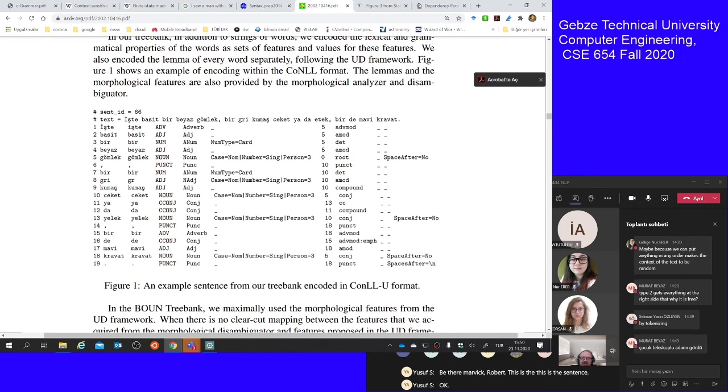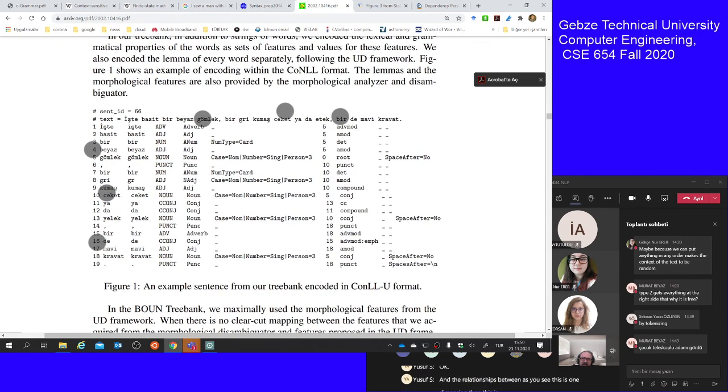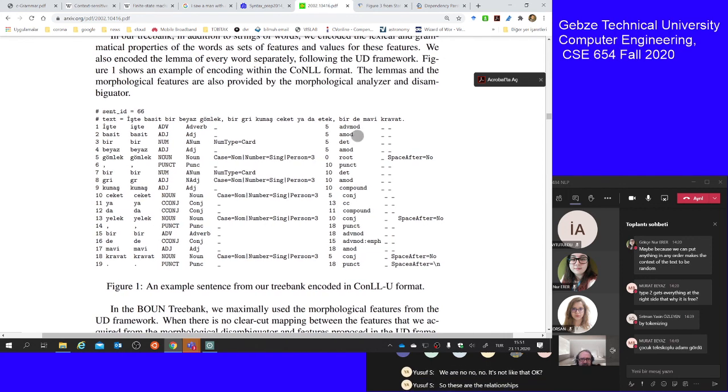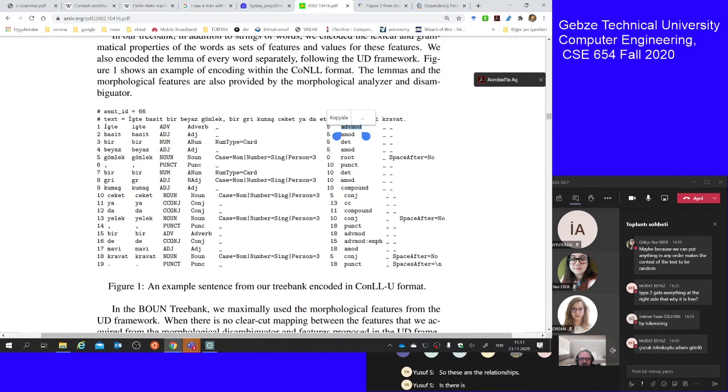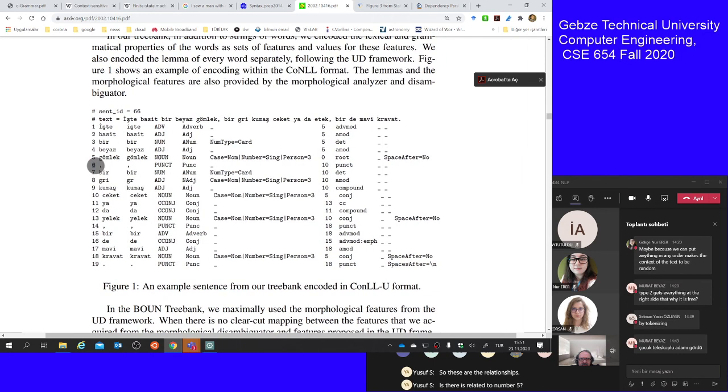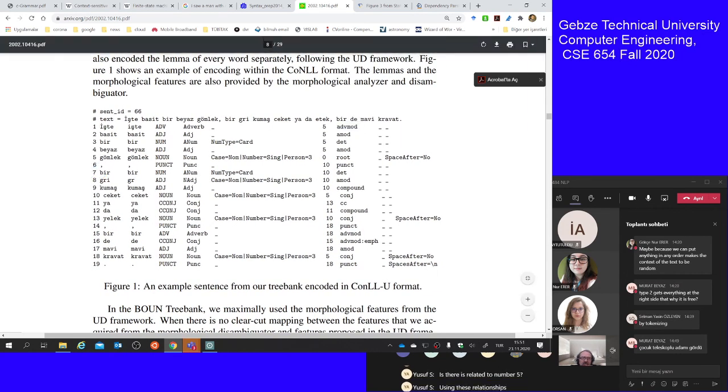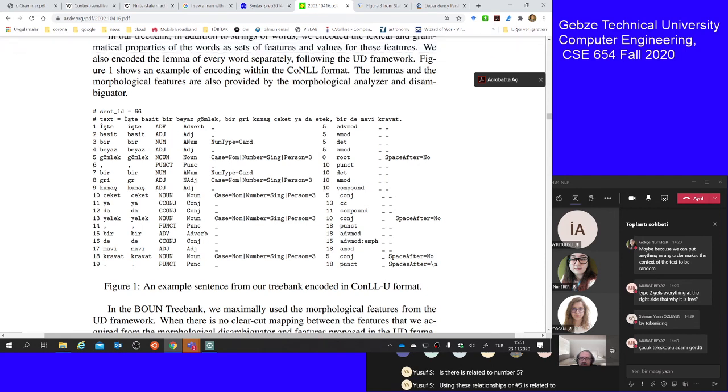And the relationships between, as you see, this is one dimension, then this is the second dimension. Okay, so these are the relationships. İşte is related to number 5 using these relationships, or number 5 is related to 1, 2, 3, 4 using these relationships.